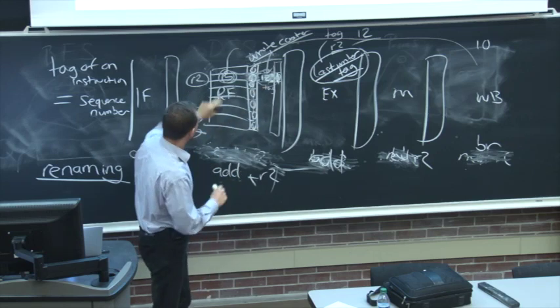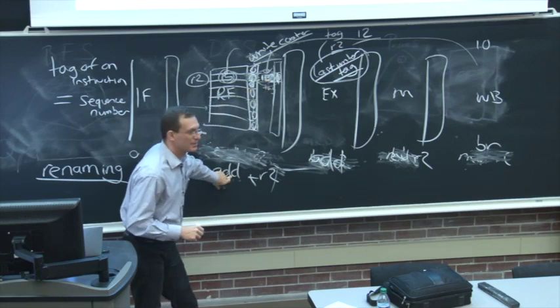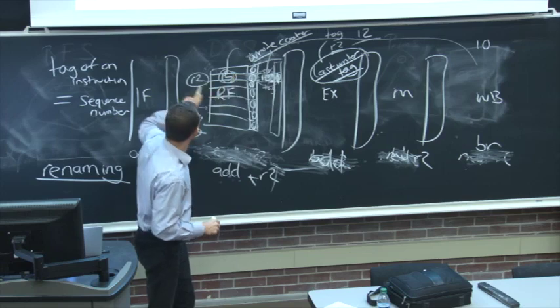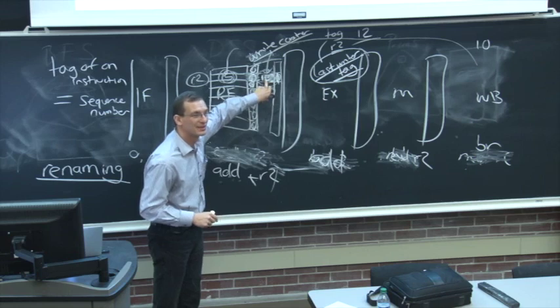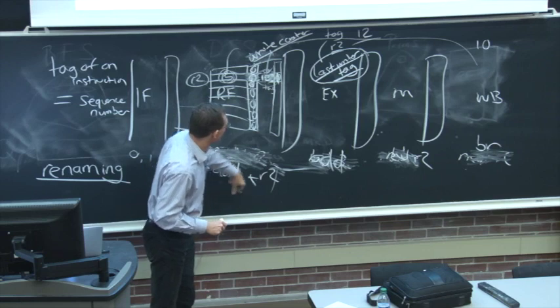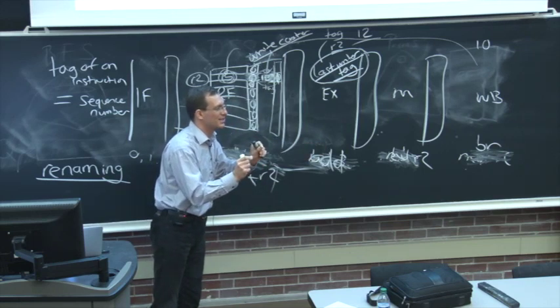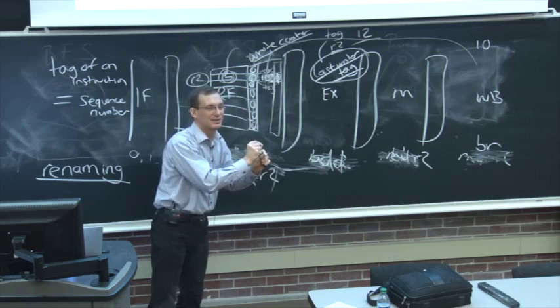Now imagine what you can do with this tag. If an instruction is actually dependent on R2, you can say, oh, this is actually not dependent on R2, but this is actually dependent on the instruction with number 12. Now you can take this instruction out of the pipeline and put it somewhere and wait for the instruction that's producing 12, the tag 12.